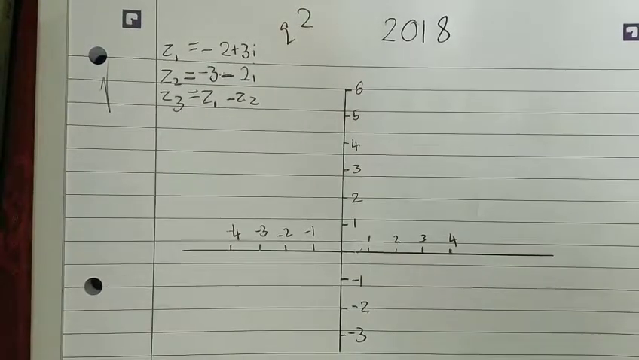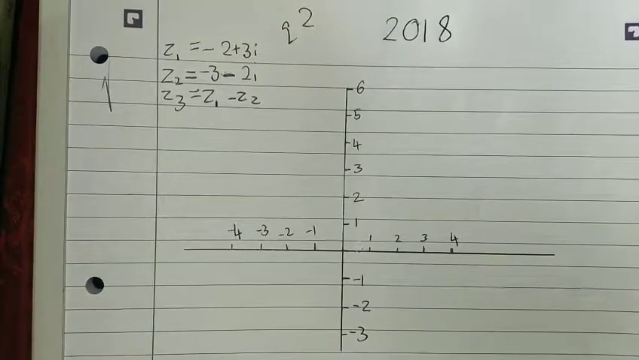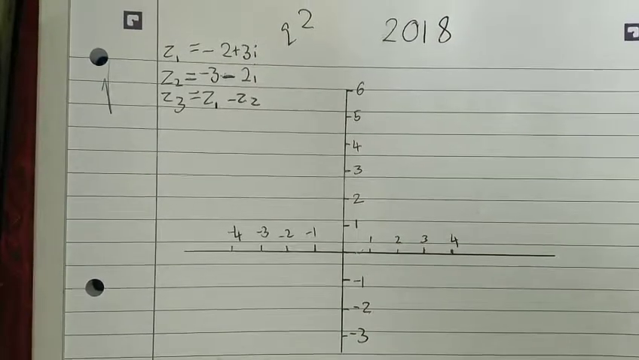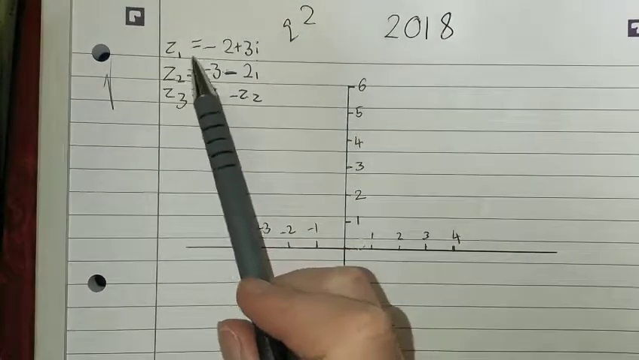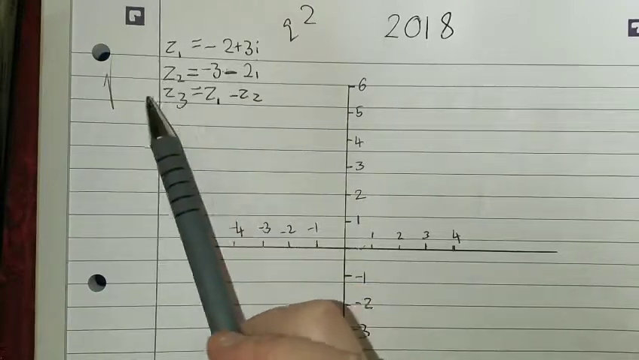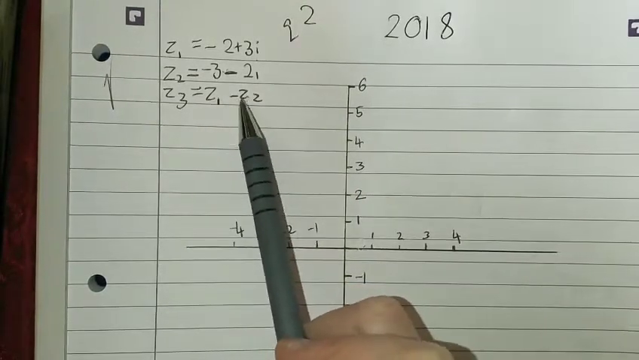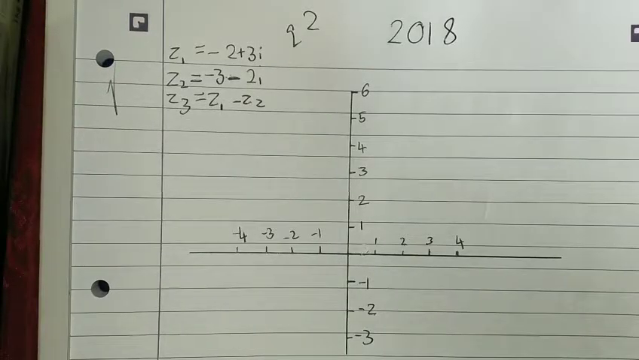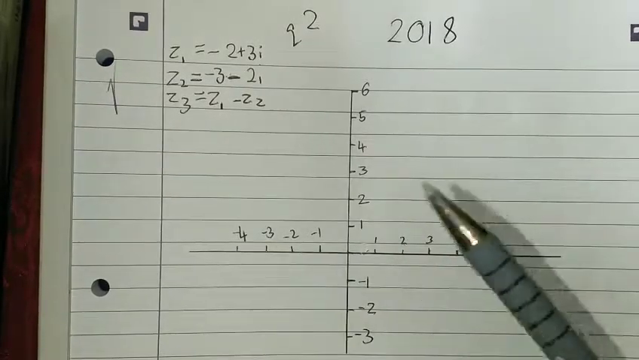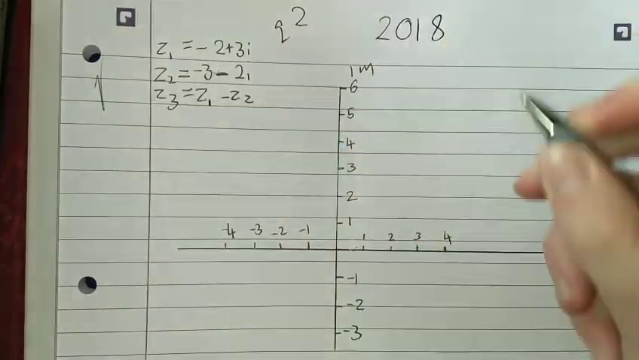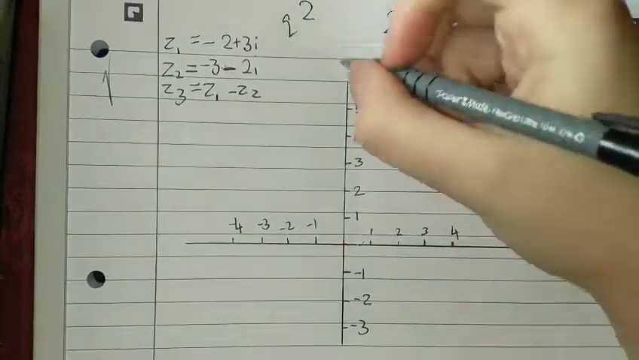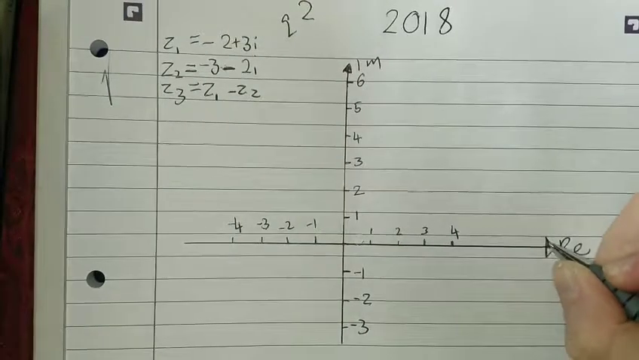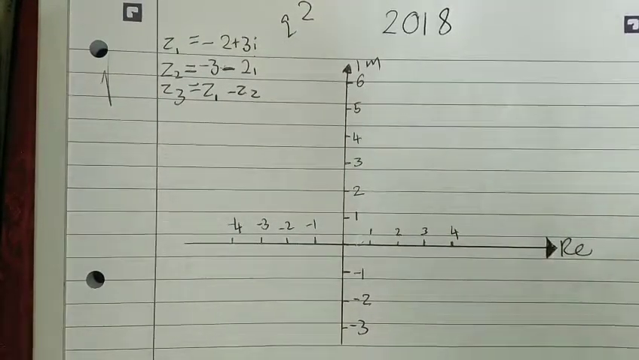So here we have 2018, this is question 2, Leaving Cert Ordinary Level, and this question is on complex numbers. We're given Z1, this is what Z1 is, Z2, and Z3 is Z1 minus Z2. We're asked to plot Z1, Z2, and Z3 on the Argand diagram, and I'm just after drawing it there. So this is the imaginary axis. A complex number has two parts, a real part and an imaginary part.